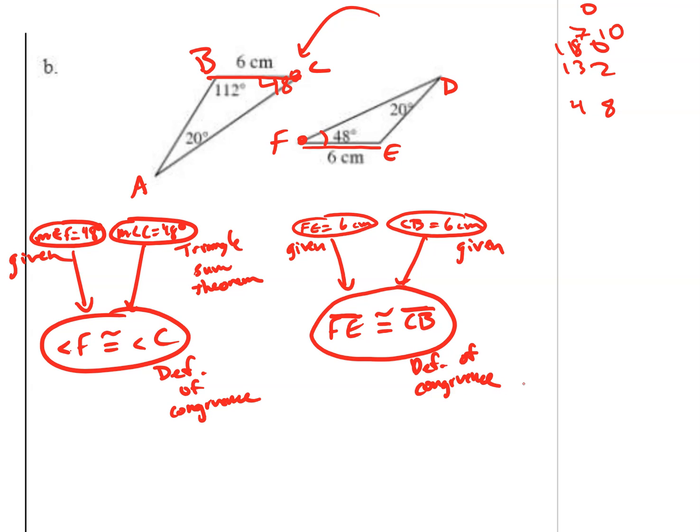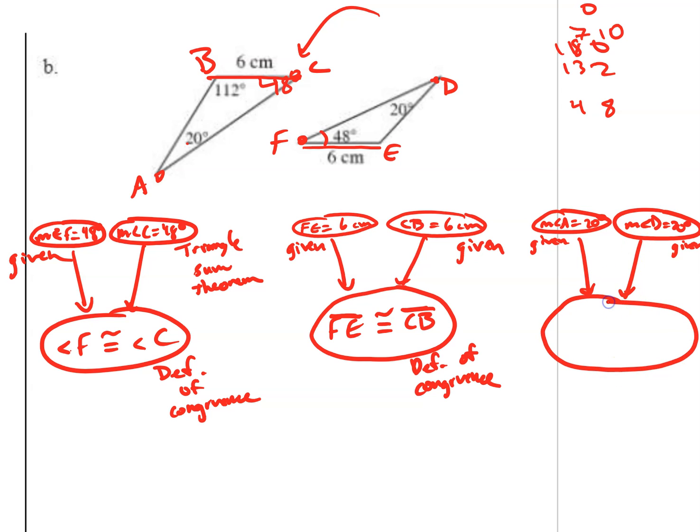Okay, last, angle A and angle D. These correspond to each other. They're the same degree measure. So how do we write that out? Let's go step by step. Measure of angle A equals 20 degrees. That's given. Measure of angle D equals 20 degrees. That's also given. Because they have the same degree measures, therefore, they are congruent. That's just the definition of congruence.